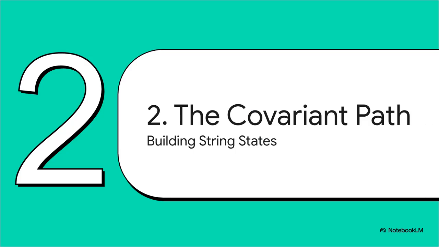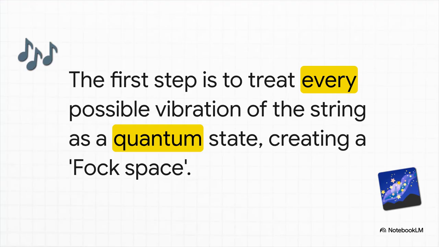Okay, so we're diving into the elegant route, the covariant path. The whole idea here is to construct this grand, all-encompassing world of every possible string vibration, every possible state, in a way that respects all the beautiful symmetries of space-time from the get-go. The way this works is actually pretty cool. You take the equations describing the string's motion and you basically upgrade them into quantum operators. Then, with these tools called creation operators, you can literally build every single possible way the string can be excited. It's like playing all the quantum notes on the guitar. This whole collection of states has a name. It's called a Fock space.